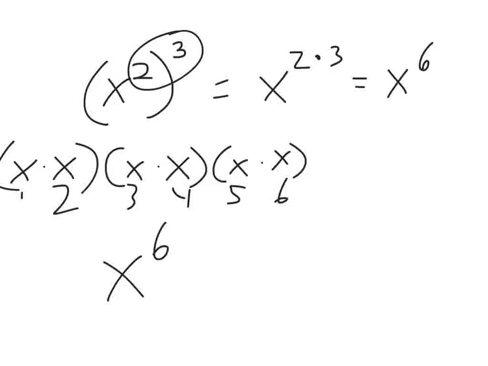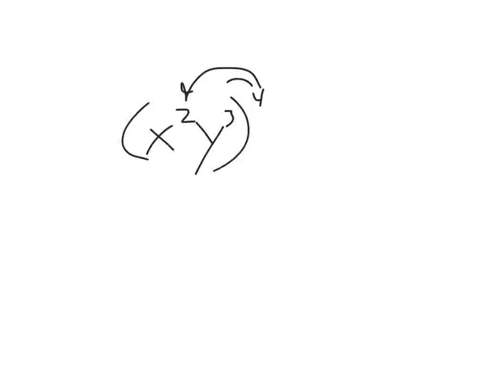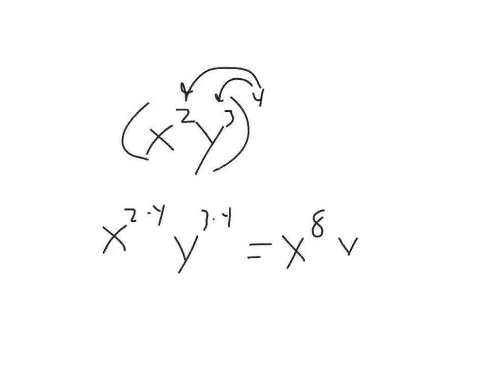Let me try one more thing. If I were to have x squared y to the 3rd, all to the 4th power, you just got to make sure you multiply this exponent by both parts there. So x to the 2 times 4, y to the 3 times 4. So my final answer would be x to the 8, y to the 12th. And it doesn't matter how many letters you throw out there, it's going to operate the same way.